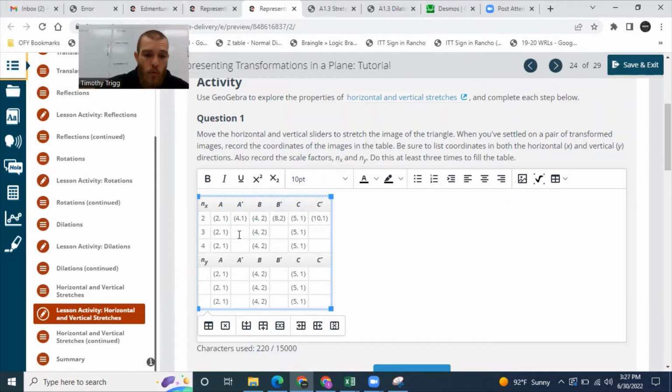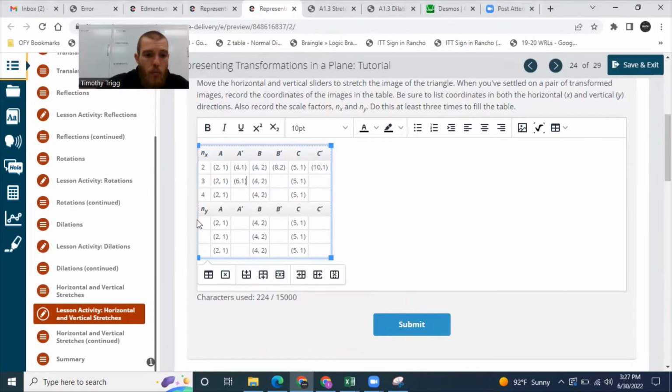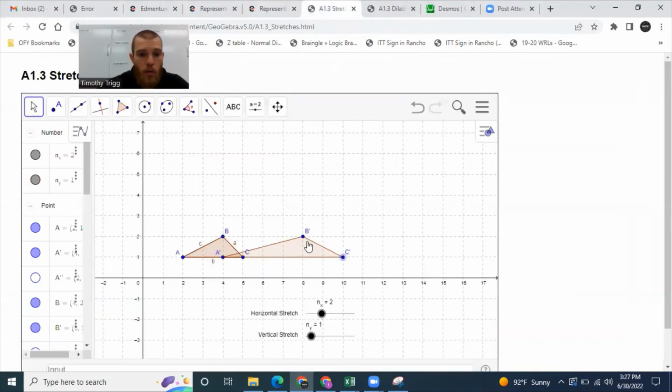Hopefully you start to see a pattern here. I'll give you a hint. I already know this point is 6, 1. How did I figure that out? Then we're going to do the same for n sub y. So once you're done with the n sub x's, now let's work on n sub y.